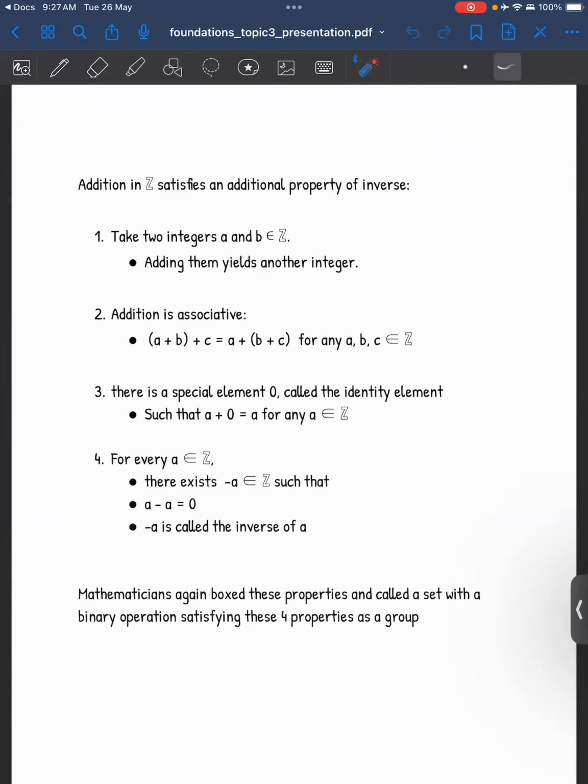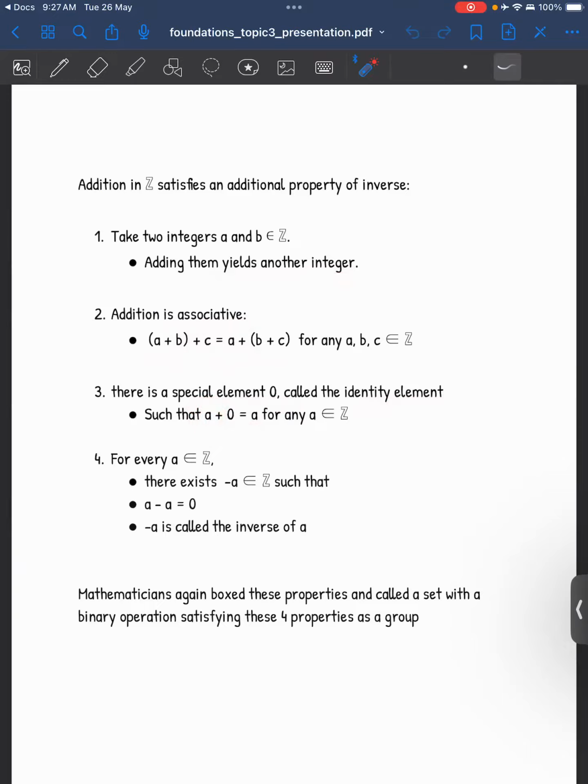It is easy to extend the addition operation to integers. Naturally, integers satisfy the first three properties that natural numbers with addition satisfy. In particular, addition over integers is closed. So if you take two integers and you add them, you will always get another integer. Similarly, the addition operation is associative. We have seen what associativity means. And there is a special element 0, called the identity element, such that if you add any integer a to 0, you get back a.